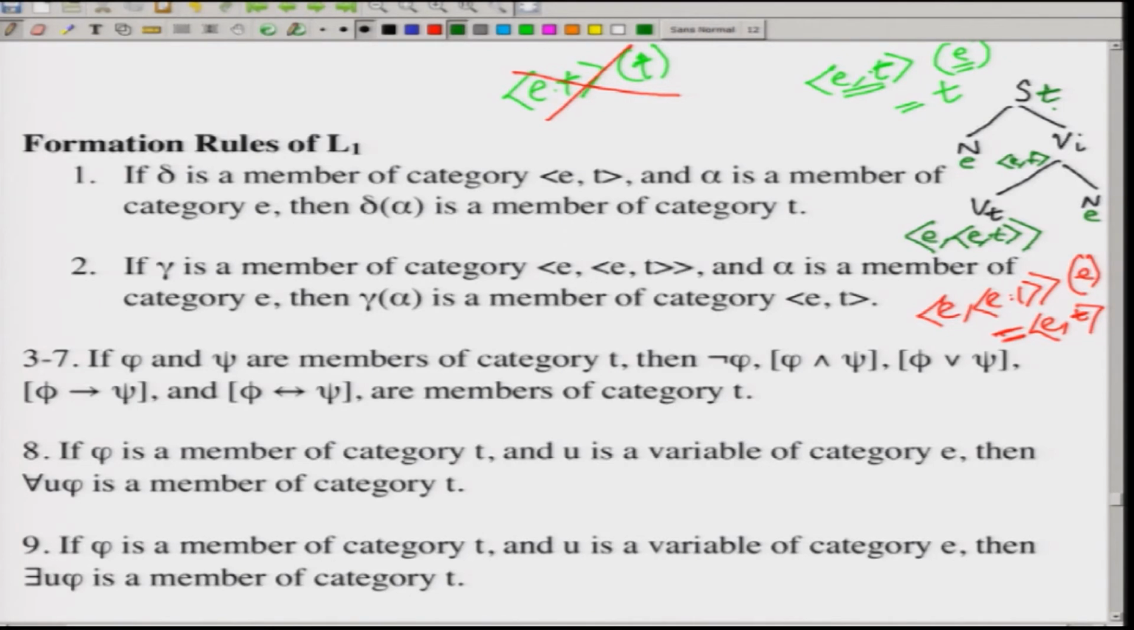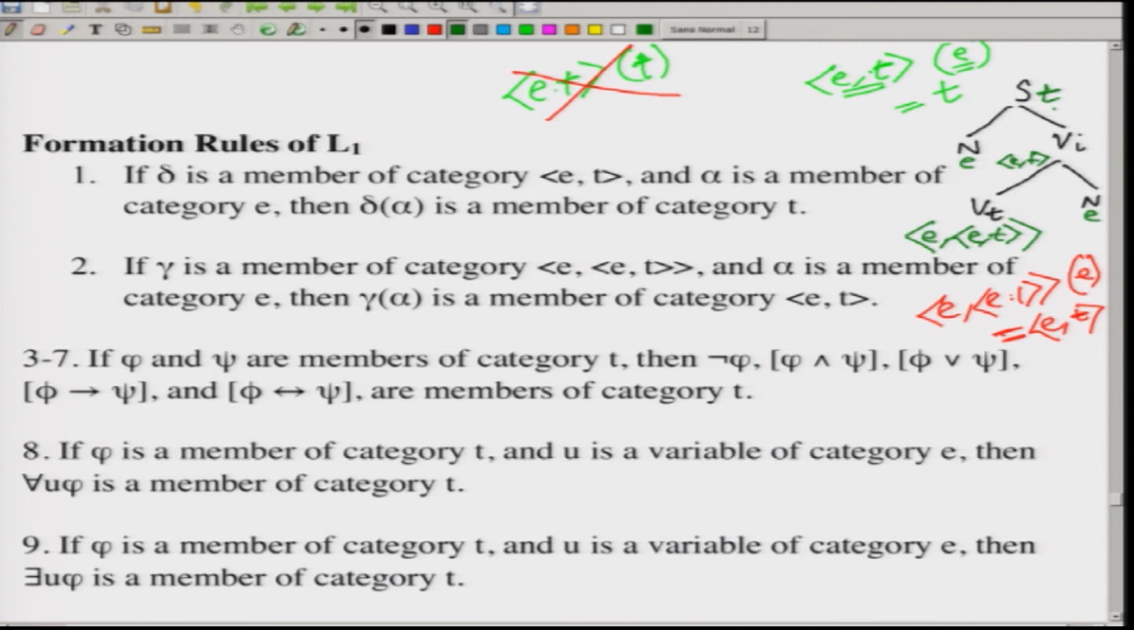And then if phi and xi are members of category T, then all these things, that is neg phi, phi and xi, phi or xi, phi implies xi, and phi if and only if xi, are members of category T. Definitely they would, because they are all statements or formulas. If phi is a member of category T and u is a variable of category E, then all u phi is a member of category T.